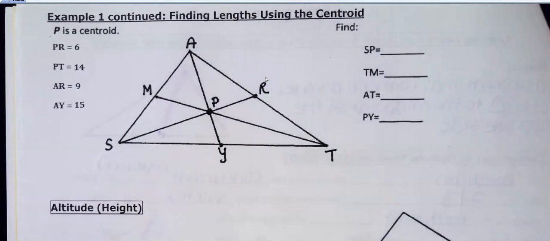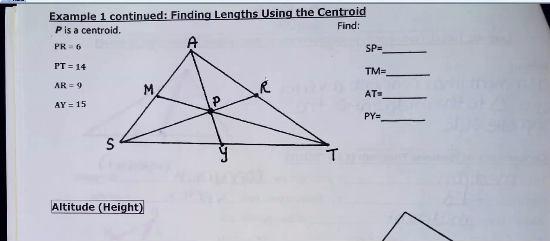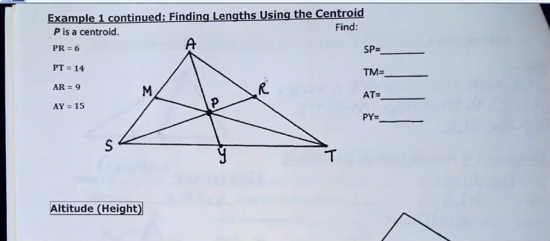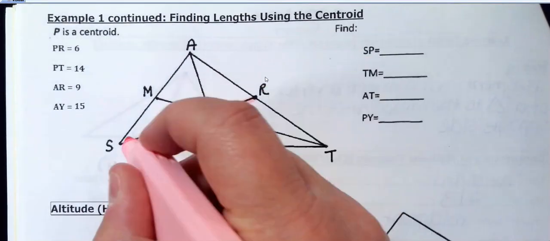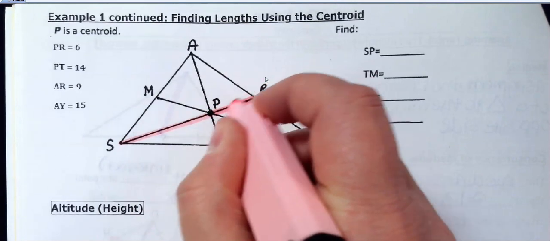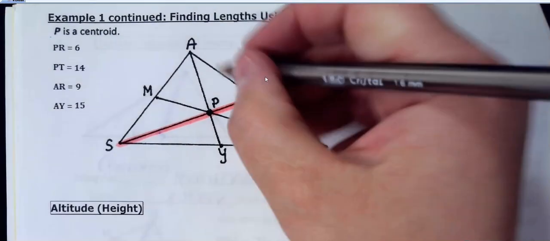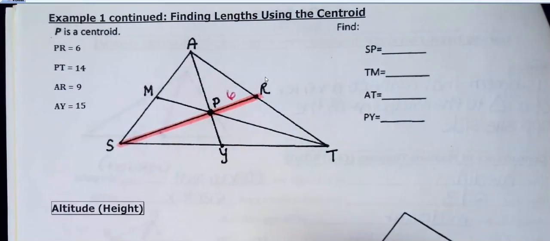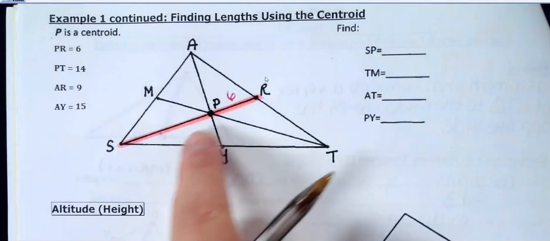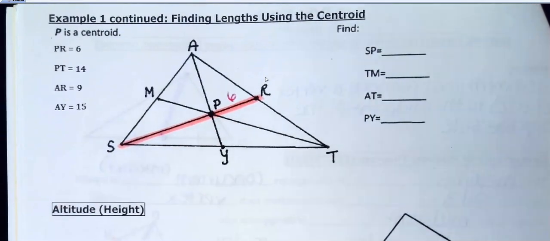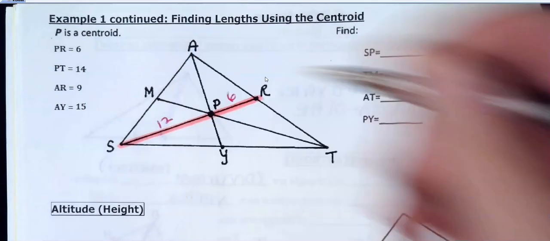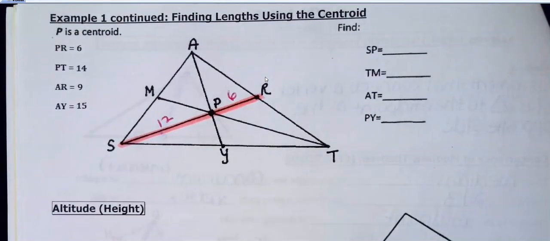Now, P is the centroid again here. So each of the segments, A to Y, S to R, and T to M, those are medians. So let me see what they give me. They have PR. All right, PR is right here. So that's part of a median. So I'm just going to highlight that whole median really quick, and it tells me P to R is 6. Okay, just looking at the picture, don't worry about this over here for a second. Could you tell me what S to P would be? 12, done. All right, I'm just going to try to label as much as I can from the given information.